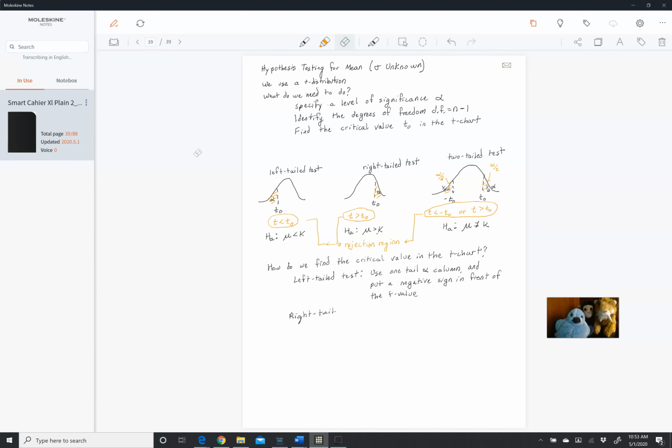right? Because there's only one tail. In right tail test and left tail test, we only have one tail. So once again, you're going to look at the one tail column for that level of significance that you're given. And you're going to put a positive sign, meaning you're essentially keeping exactly what you see in the t-chart because all of them are positive.